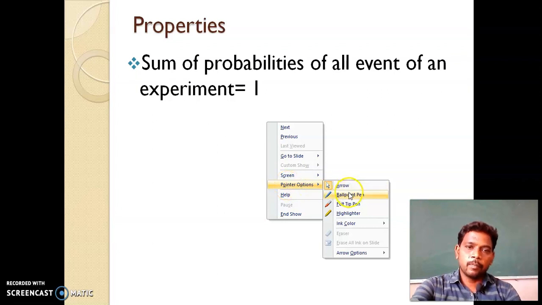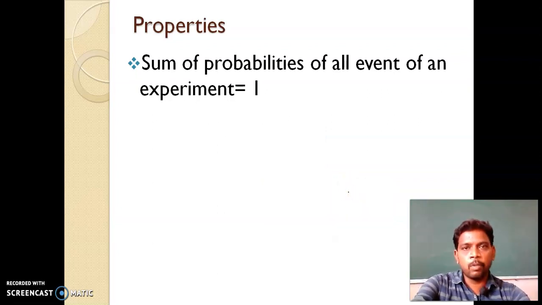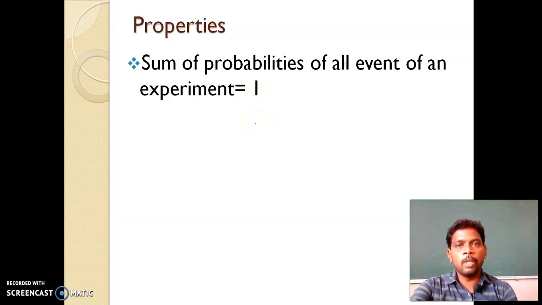For example, suppose you are tossing only one coin. What are the possible outcomes? Head and tail. So they are the two events. What is the probability of getting head? Definitely 1 by 2. And similarly, what is the probability of getting tail? That also is 1 by 2. If you add these two probabilities, 1 by 2 plus 1 by 2, what is the result? The result is nothing but 1.